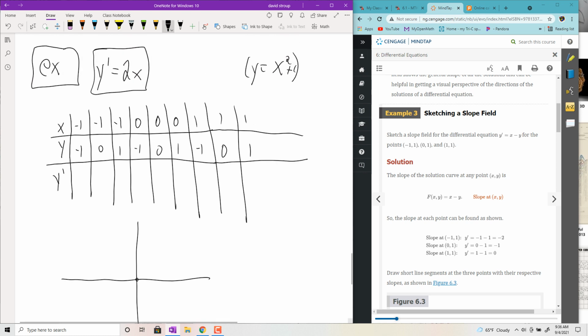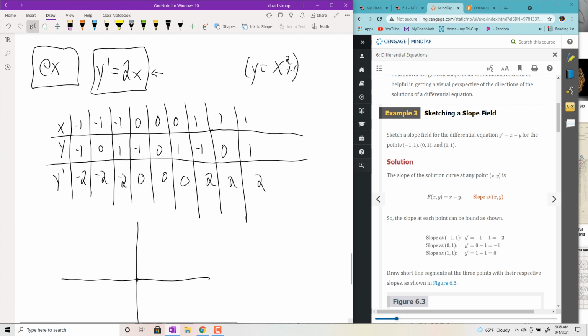And we're going to put these ordered pairs into this differential equation here. Sometimes, like in the example here, the differential equation has an x and a y in it. This is y prime is x minus y. In my example, I only have the x coordinate, so it's only dependent on the x, and so it's a little easier than most of them. So plugging negative 1 into 2x, you get negative 2. Plugging 0 in, you get 0. Plugging 1 in, you get 2.